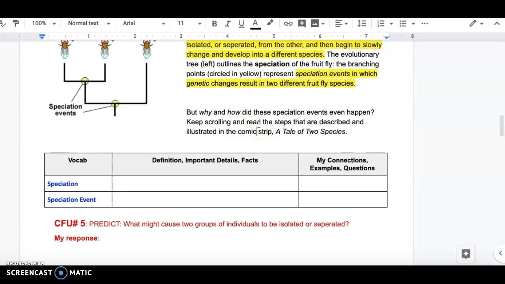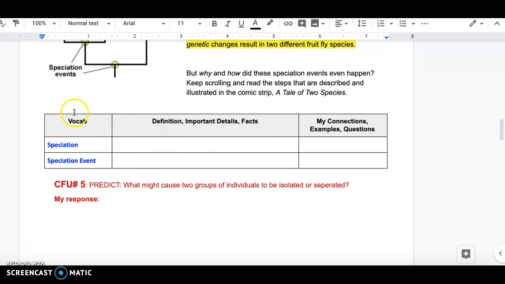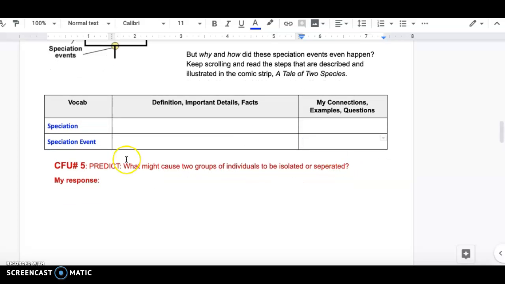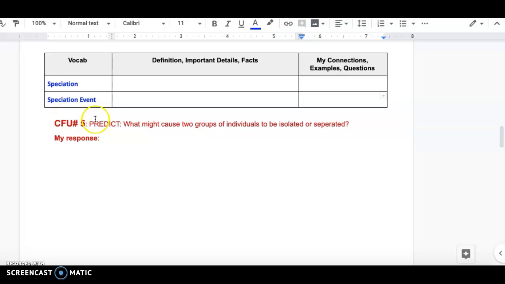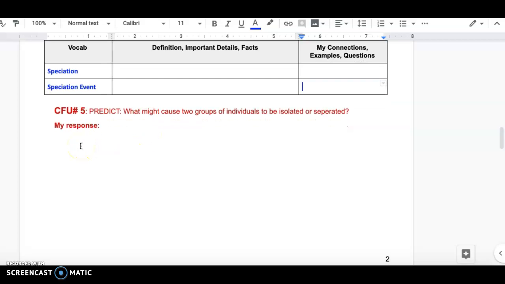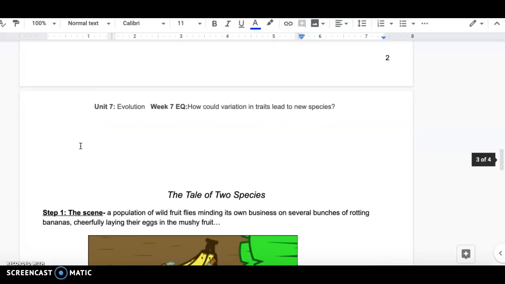Keep scrolling and read the steps that are described and illustrated in the comic strip, A Tale of Two Species. But before that, you're going to write in your own words your definition of speciation and speciation event, as well as make a connection, give an example, or ask a question about each one. And then you can answer the check for understanding number 5, where you predict what might cause two groups of individuals to become isolated or separated. You can go ahead and pause and then press play when you're ready to move on.